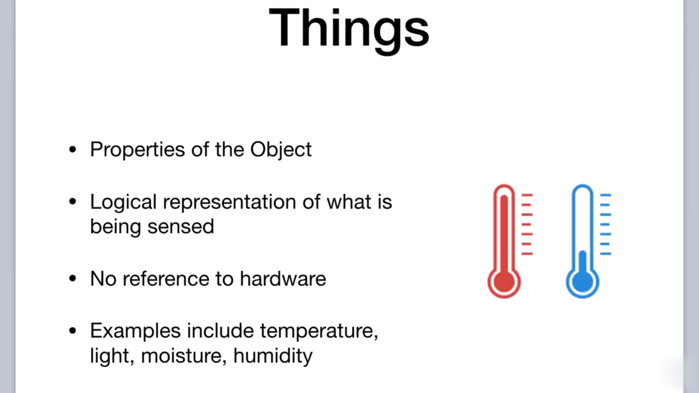The next component you need to be aware of is things. Things represent the inherent properties of the object with little reference to the actual hardware used to implement them. You can think of things as a logical representation of what is being sensed. Each thing is represented by a collection of properties, for example, temperature, light, speed, moisture, and humidity.